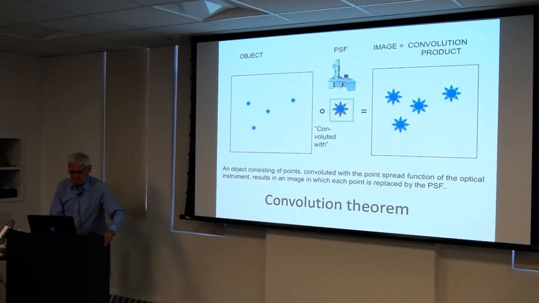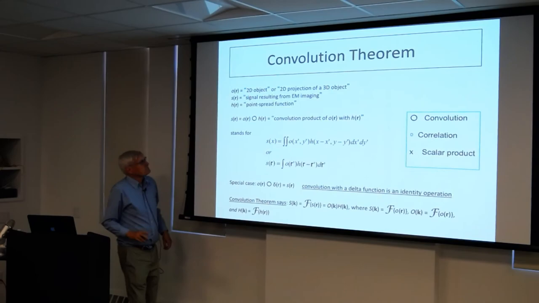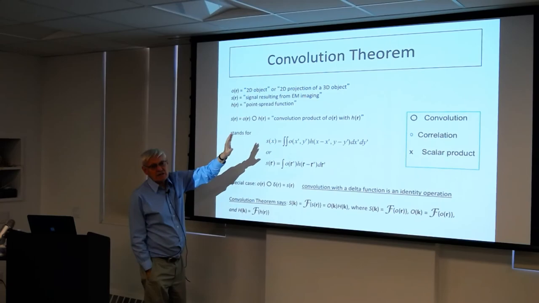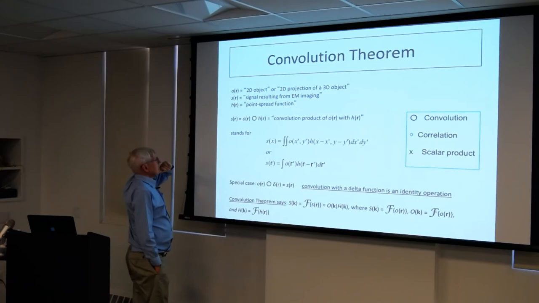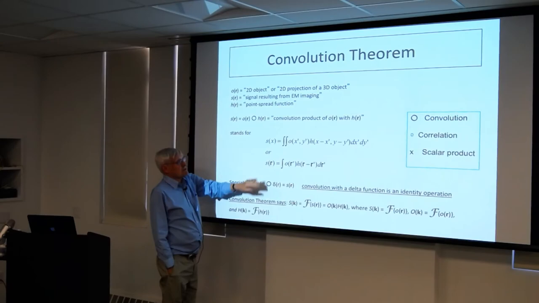Okay, so one can write it out in this way. O of R is an object, and S is the signal resulting from EM imaging. And H of R is the point spread function. And then we write it out symbolically as signal equal to object convoluted with point spread function. And we call this whole thing a convolution product of O of R with H of R.